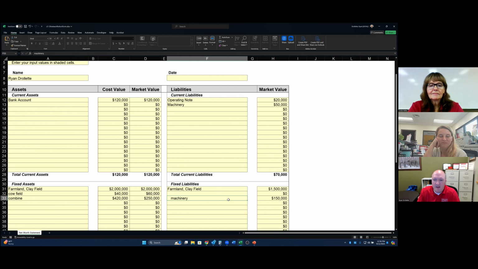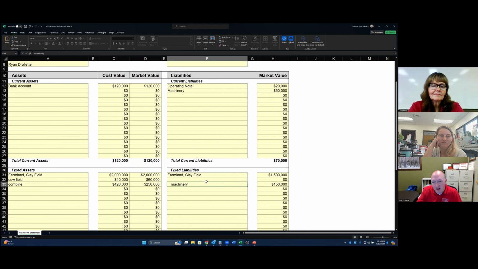Okay. So when we're putting everything in, as we're going through the assets and liabilities, the more detailed you can get about your farming operation, the better off it's going to be.